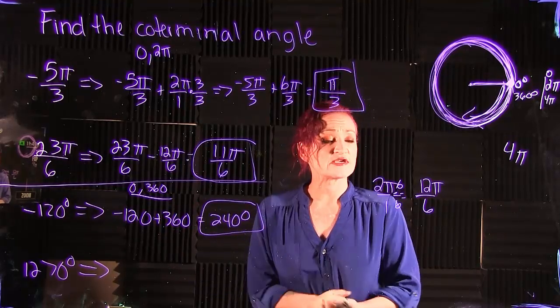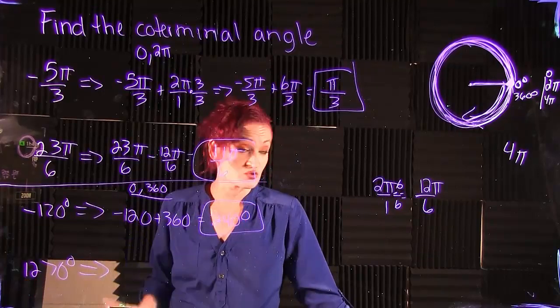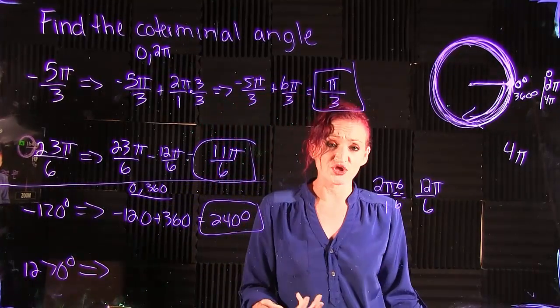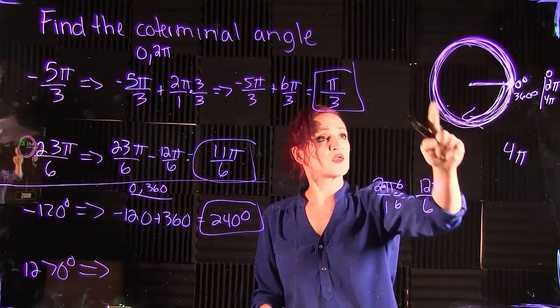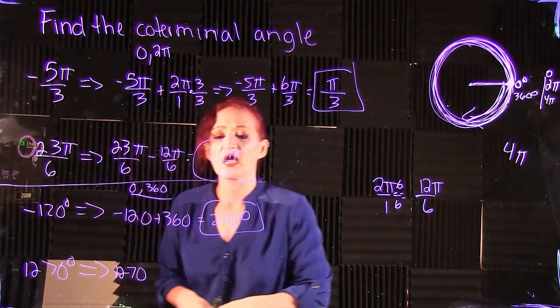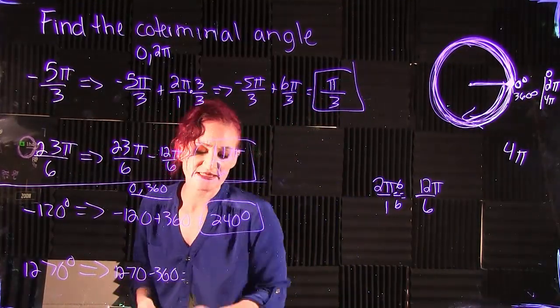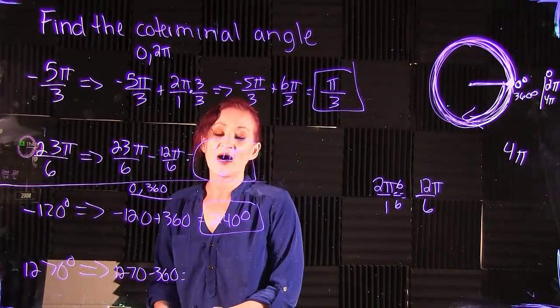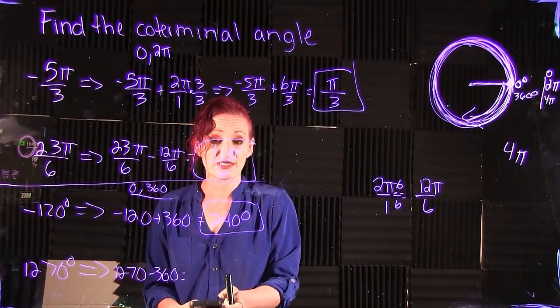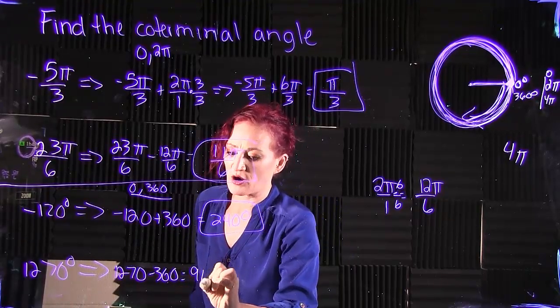Very, very similar version here for the degree. So the measurement 1,270, very, very large angle. We want to bring that in within one loop around our circle. So really we can take 1270, we're going to subtract 360 until we get something between 0 and 360. If we do 1270 minus 360, we are left at 910.